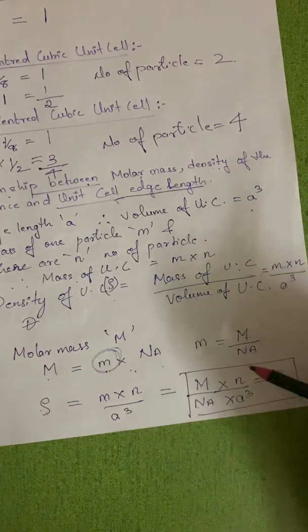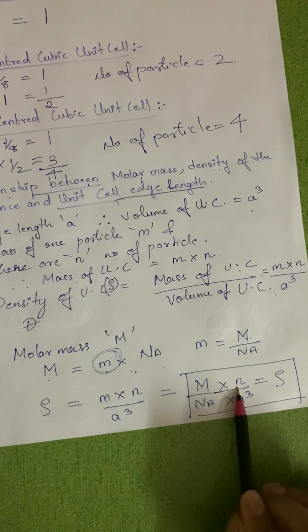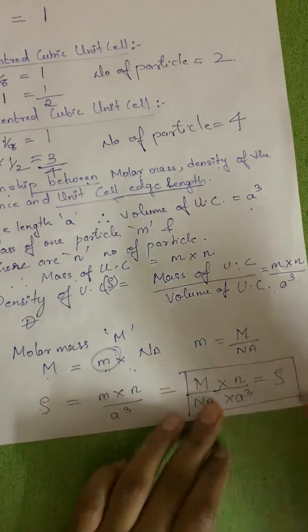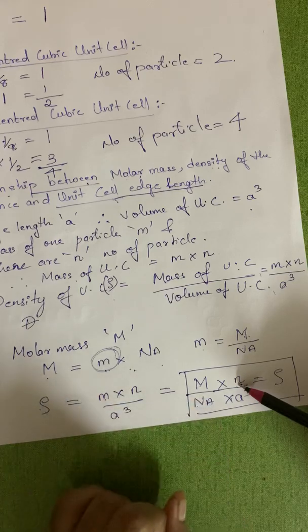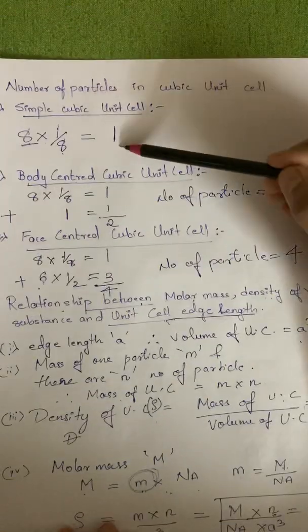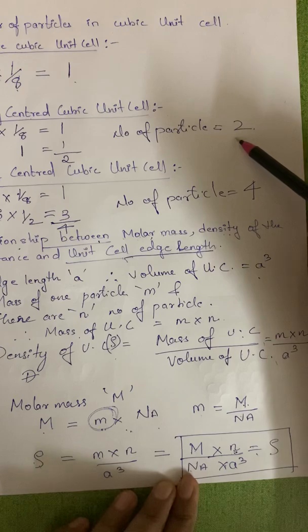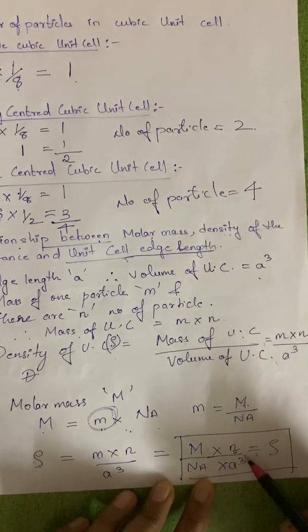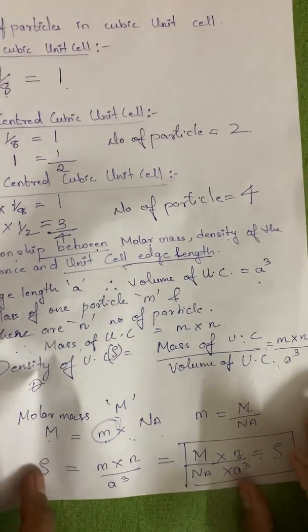Okay. So in some of the books, this n will also be referred to as z. That is nothing but the number of particles in each case. For example, if I am talking about a simple cubic cell, here the number of particles will be 1, as we have derived over here. If it is a BCC structure, then the number of particles will be 2, and if it is an FCC structure, then the number of particles will be 4. Okay, so hopefully till here it is clear.